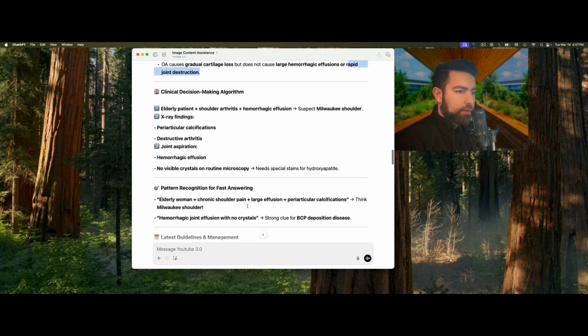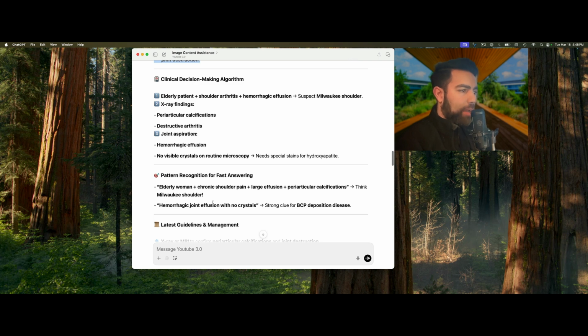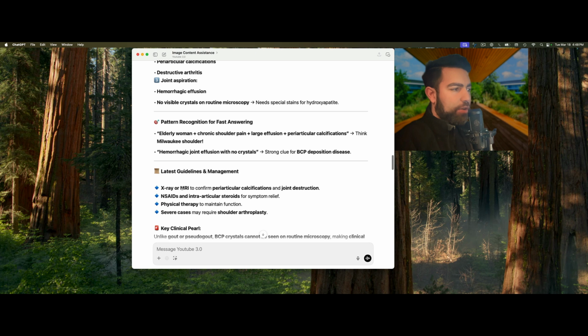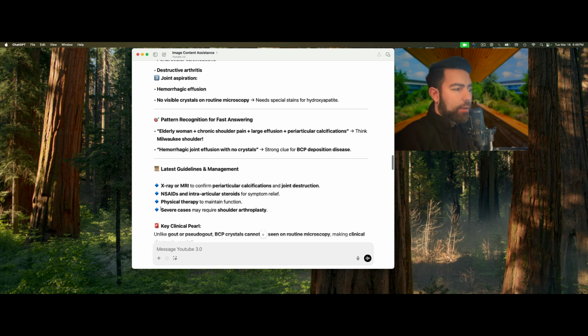And so this tells you about the findings, the pattern recognition, okay, and the latest guideline check. So X-ray or MRI to confirm the periarticular calcification and joint destruction. You can give NSAIDs and intra-articular steroids for symptomatic relief, and of course physical therapy to maintain function. If they have a very severe case, then they may require shoulder arthroplasty.